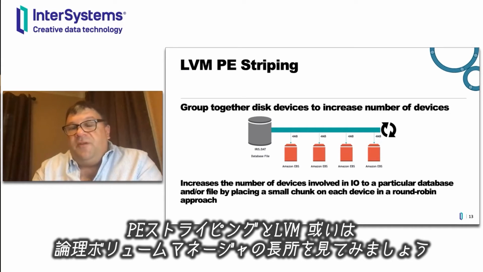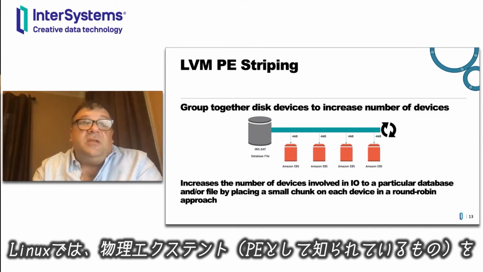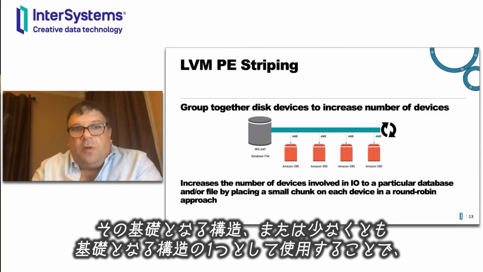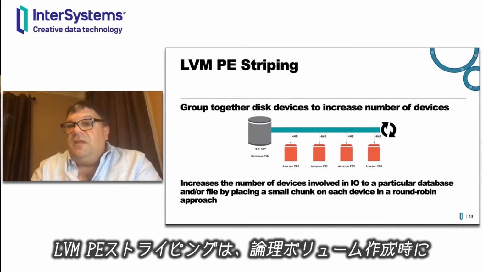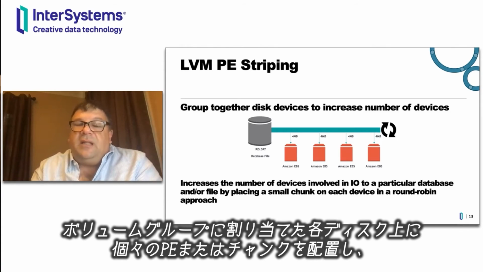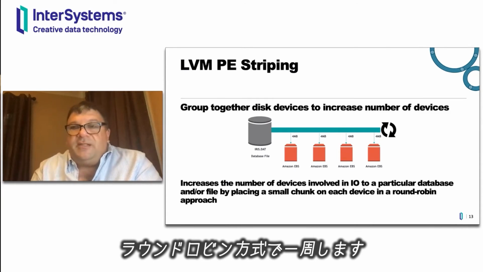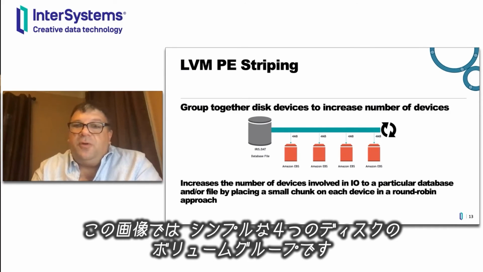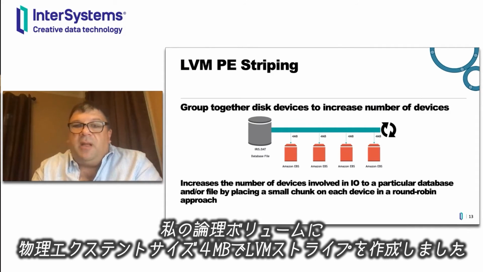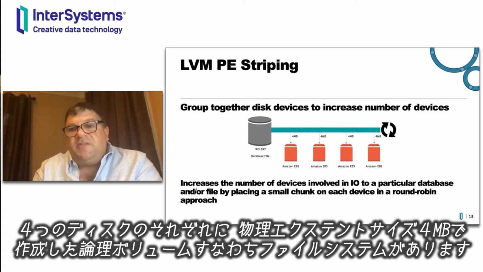Just a quick overview of the benefit of PE striping and LVM, or Logical Volume Manager, in Linux, using a physical extent, or what's known as a PE, as its underlying structure, at least one of the underlying structures. Effectively, LVM PE striping places an individual PE, or a chunk, on each disk that you have allocated to the volume group during the logical volume creation, and then circles back in a round-robin fashion. So here in the picture, I have a simple 4-disk volume group. I create an LVM stripe for my logical volume with a 4 megabyte physical extent size. This will place 4 megabytes of my logical volume or file system on each of the 4 disks.